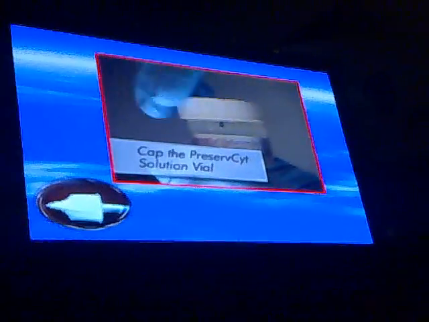Cap the preservative solution vial. Make sure to tighten the cap until the black torque line on the cap passes the black torque line on the vial.